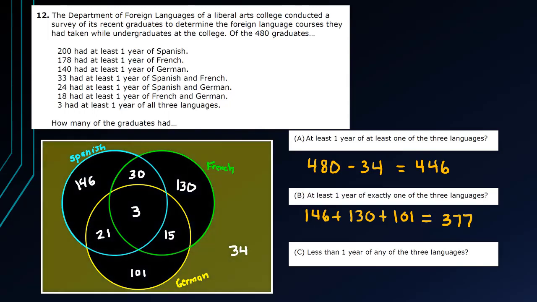And so that's this region out here, which we of course can see easily as 34. So that's how you do this problem here. Let's go on to the last question at this time.